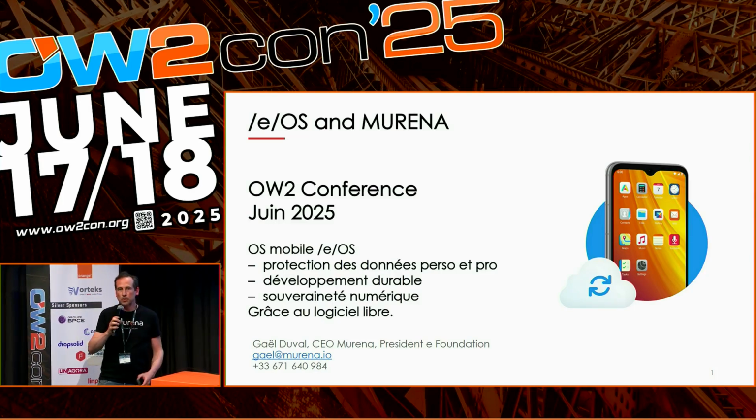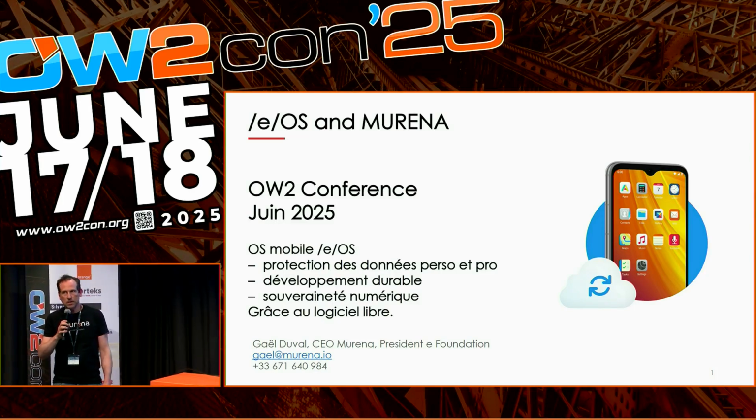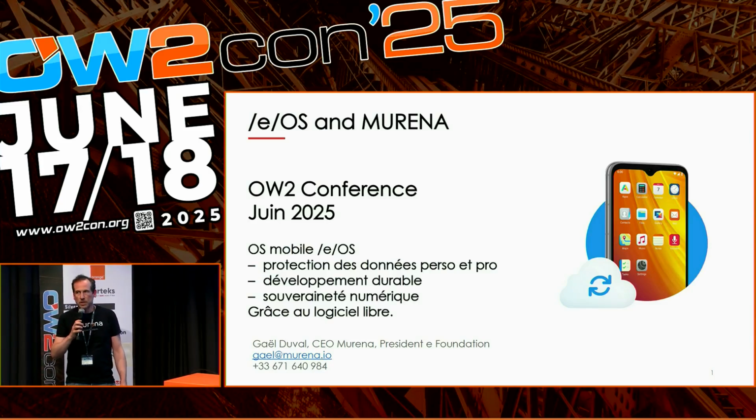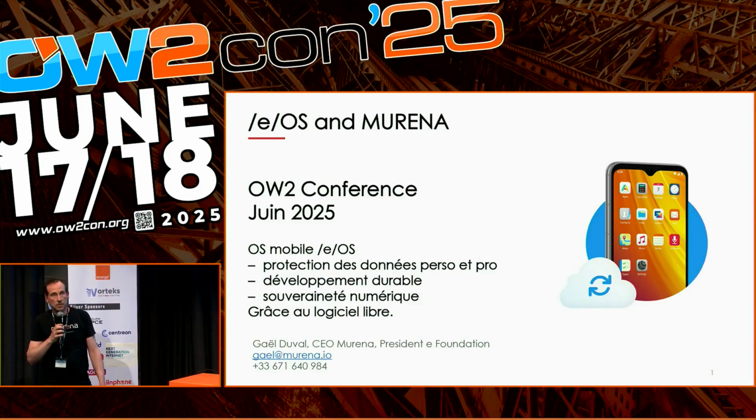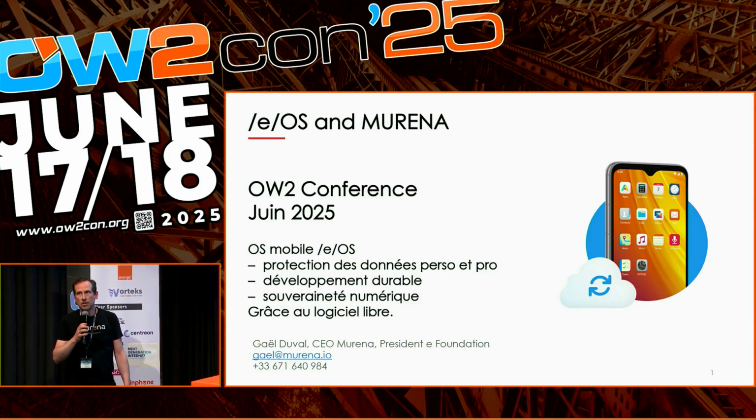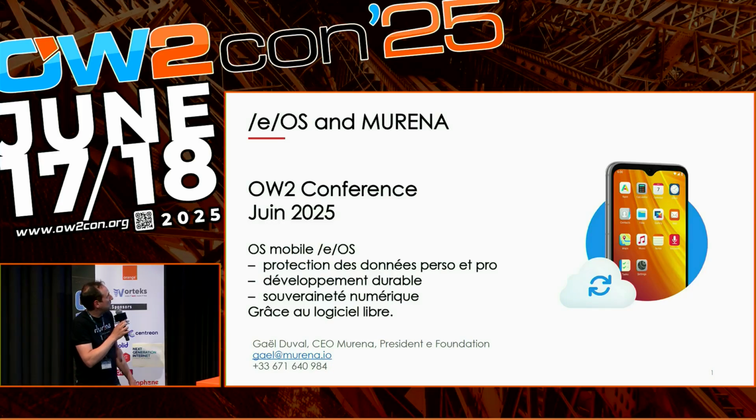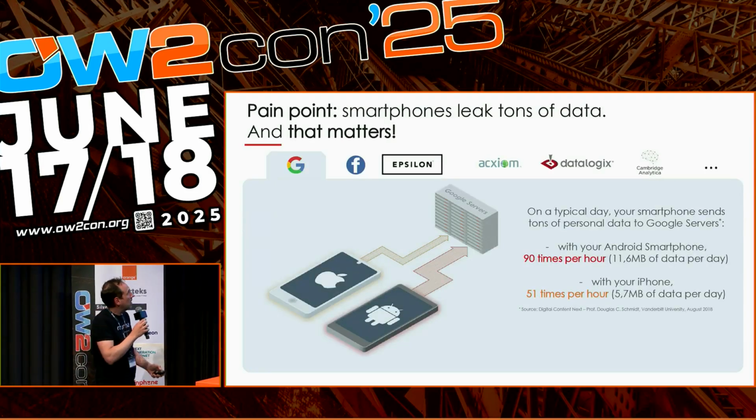So today we are here to speak about the project I started in 2018, which was called EOS at the beginning, and now the whole project is called Murena. Murena is a mobile operating system that defends digital rights for its users, and we see that it is now also defending our digital sovereignty in Europe. So how did it start?